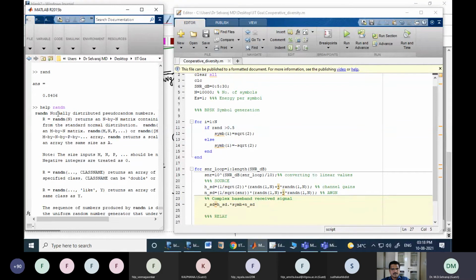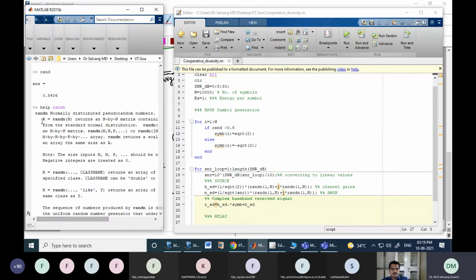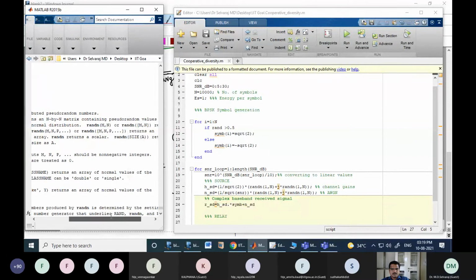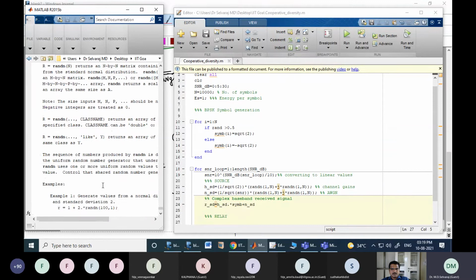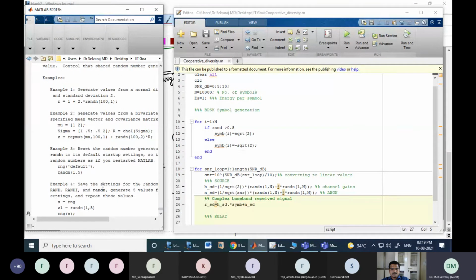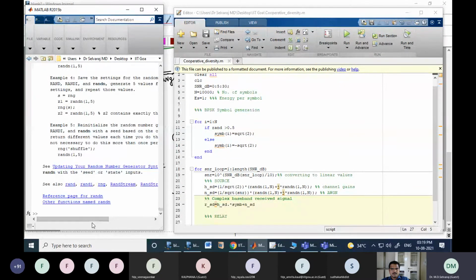No, randn is basically a normally distributed random variable. This normally distributed random variable will usually have a zero mean and variance 1. The variance and mean can be set when we are setting it, but by default it will have a zero mean and a variance equal to 1. That is the difference between rand and randn.